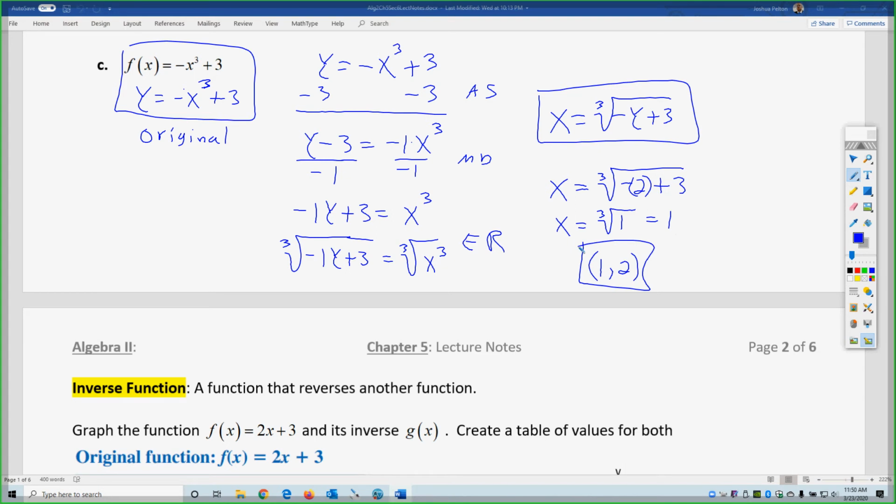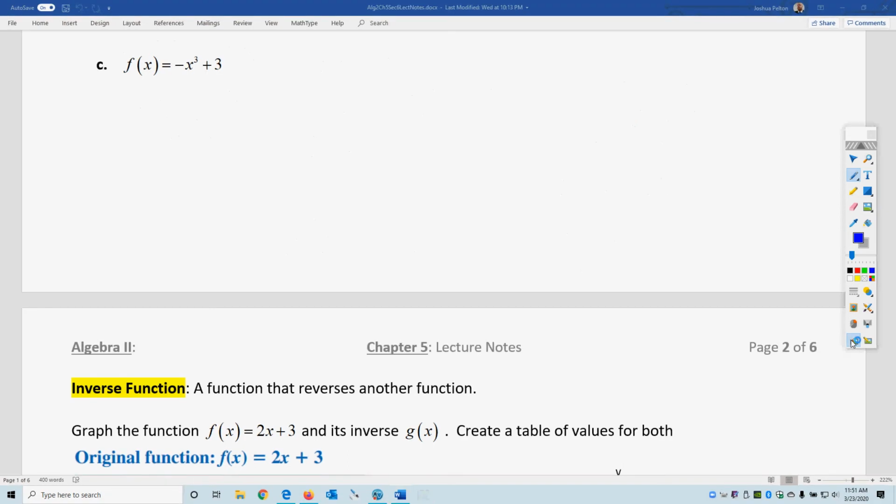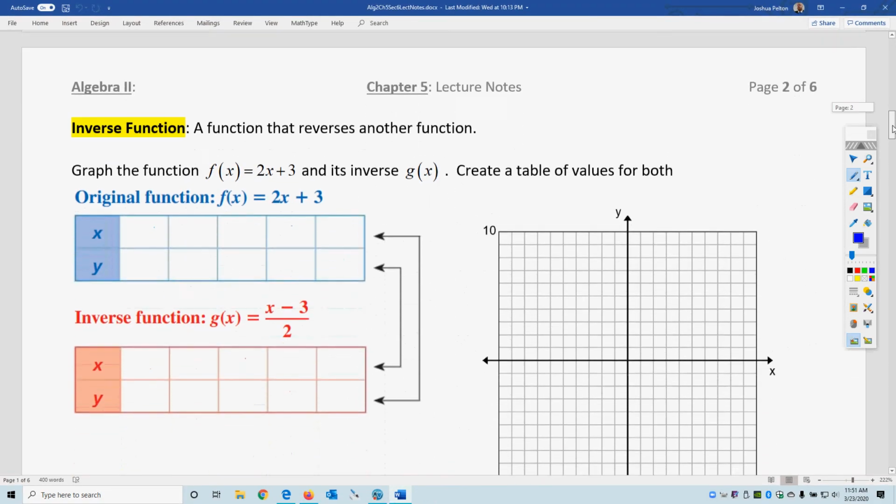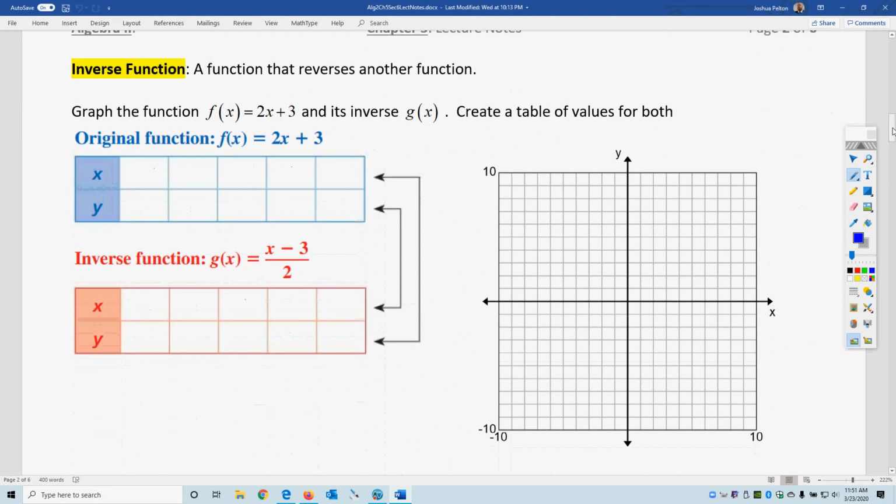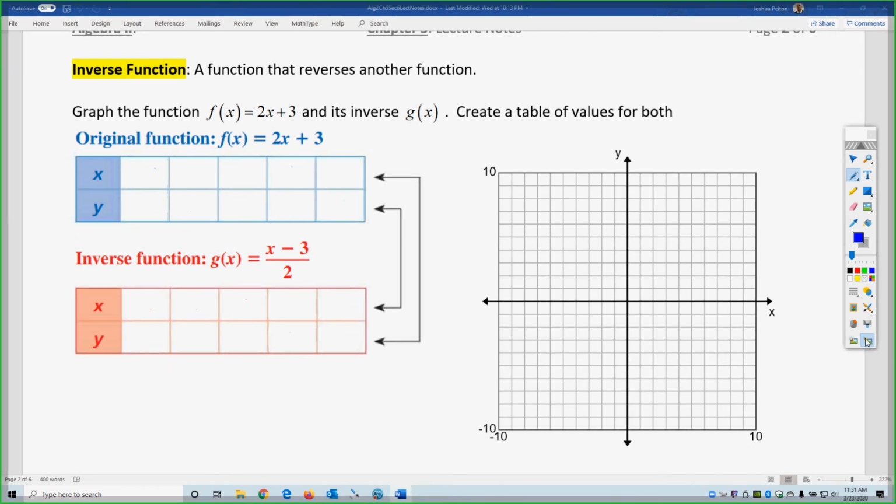Okay. Alright, page 2. So essentially what we've been doing the whole time is working with inverse functions. Essentially when you flip the input and the output, you get an inverse function. So we take a basic line of 2x plus 3. You can make a table of values of negative 2, negative 1, 0, 1, 2.